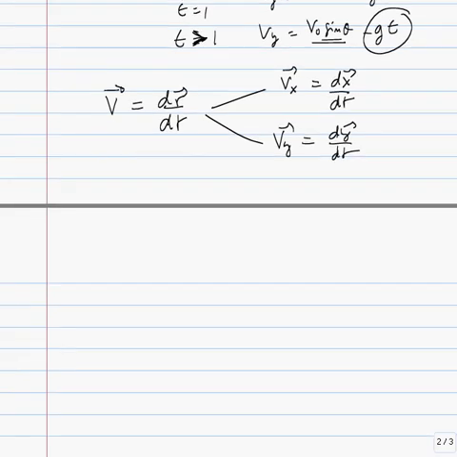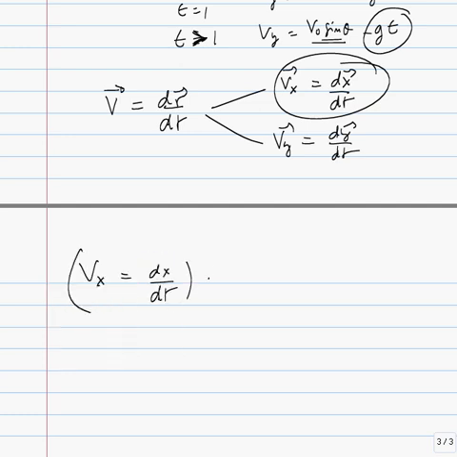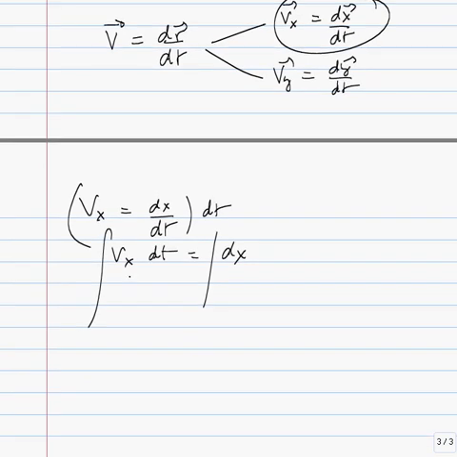Again, I'm going to drop the vector notation, and let's start with the x component. So I have Vx is equal to dx dt. I'm going to multiply both sides by dt, so I end up with Vx dt is equal to dx, and I'm going to integrate both sides. At this point, I need to ask myself the question, what is Vx? It needs to be either a constant or a function of time, because I have dt in my integration.